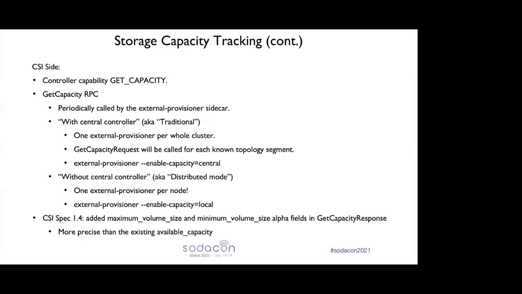There are two deployment modes for the external provisioner. The default is the central controller. The get capacity request will be called for each known topology segment. And the second mode is distributed mode, where there will be one external provisioner per node. Also in CSI 1.4, we added two new fields in the get capacity response. They are maximum volume size and minimum volume size. These new fields are more precise than the existing available capacity, because fragmentation might prevent creating a single volume that uses all available capacity.